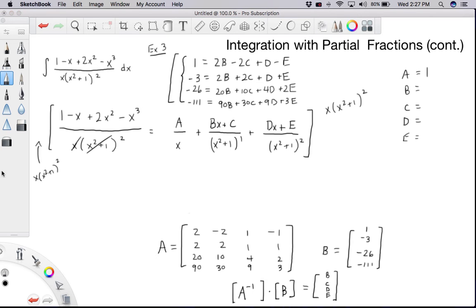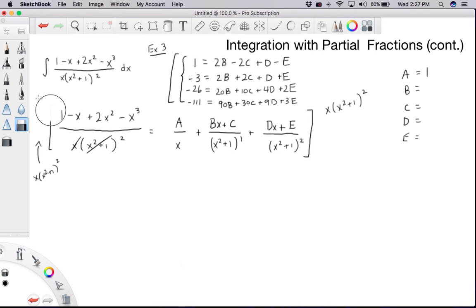Okay, and then once you do all of that, I'll go ahead and erase this. You should get something like this: negative 1, 1, and 0. Okay, so that's a little anticlimactic, but that means B is negative 1, C is negative 1, D is 1, and E does not exist. It's not there.